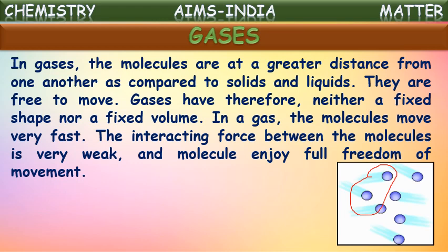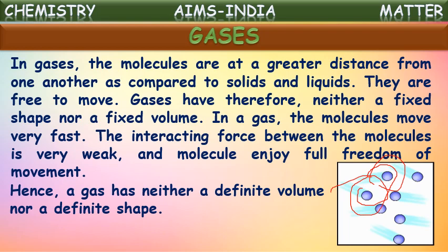In a gas, the molecules move very fast because the space between each molecule is very high. Because of that reason, they can move very fast. The interacting force between the molecules is very weak and molecules enjoy full freedom of movement, because when compared with the solids and liquids, molecules in the gases are free to move. Hence, a gas has neither definite volume nor a definite shape. If you recollect the earlier points, solids have definite shape, definite volume. Liquids do not have a definite shape, but they have a definite volume. Gases have neither a definite volume nor a definite shape.